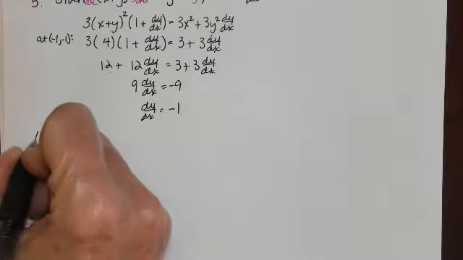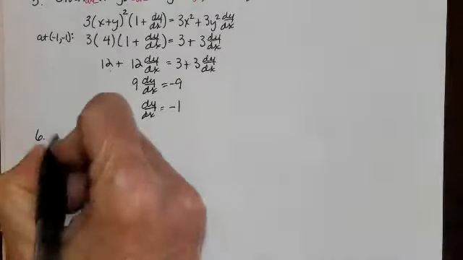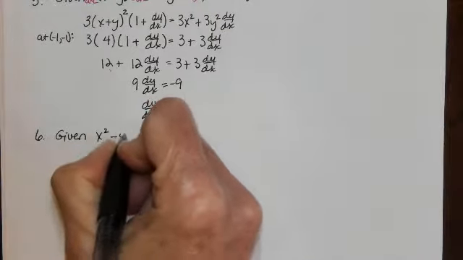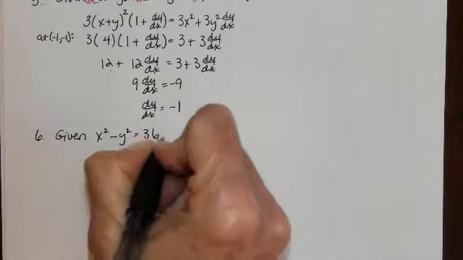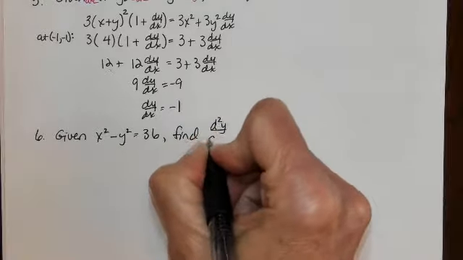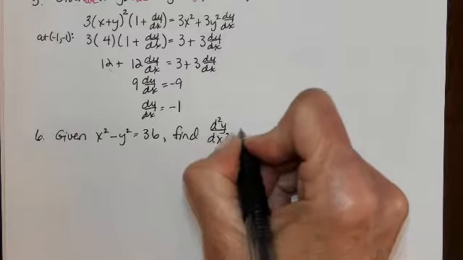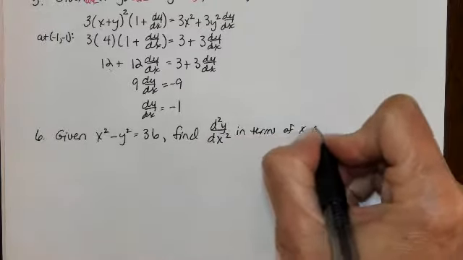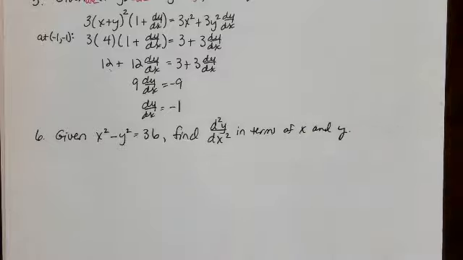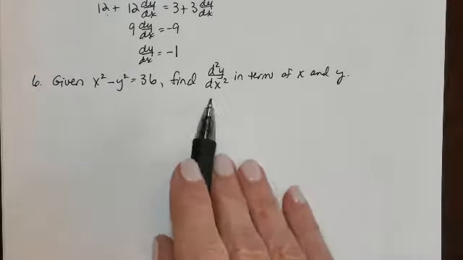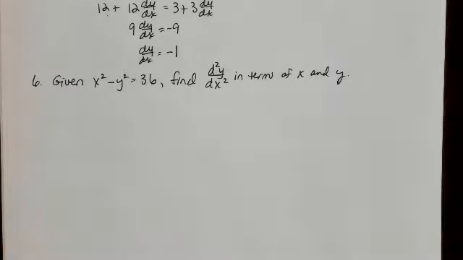Example 6, this is our last example, and it says given x squared minus y squared is equal to 36, find the second derivative of y with respect to x in terms of x and y. Well, we need the second derivative, so to get the second derivative, we need to first get the first derivative. So we're going to get the first derivative first.